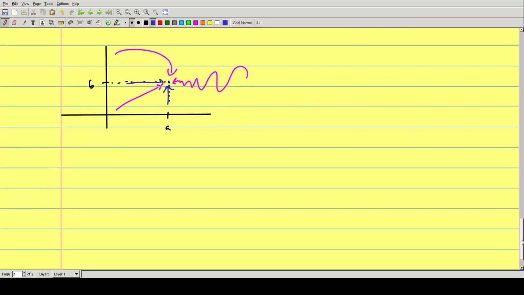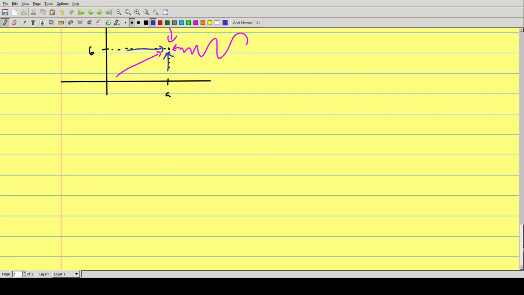Okay, but this comes with a trade-off. If we're proving that a limit doesn't exist, it's usually pretty easy. You just pick two paths that don't show the same limit, and then that shows you that the limit doesn't exist. Okay.